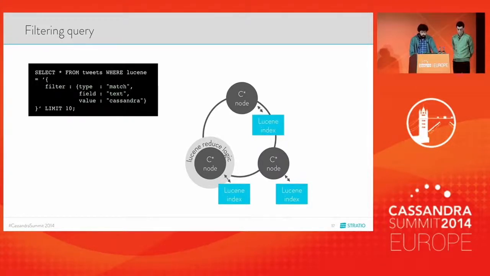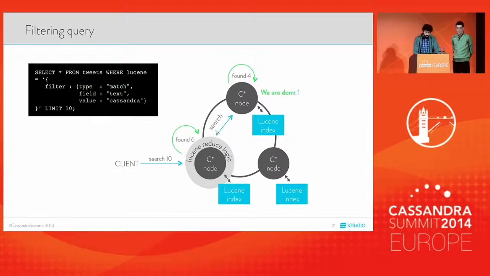First, the query requesting 10 results arrives to the coordinator node. Then the coordinator searches on its own index for the 10 required rows. And imagine it only found 6 rows matching the query. Then the coordinator asks the next node in the cluster to search for the remaining 4. If the next node finds the remaining 4, then the query is done, and we don't need to continue searching on the remaining nodes.